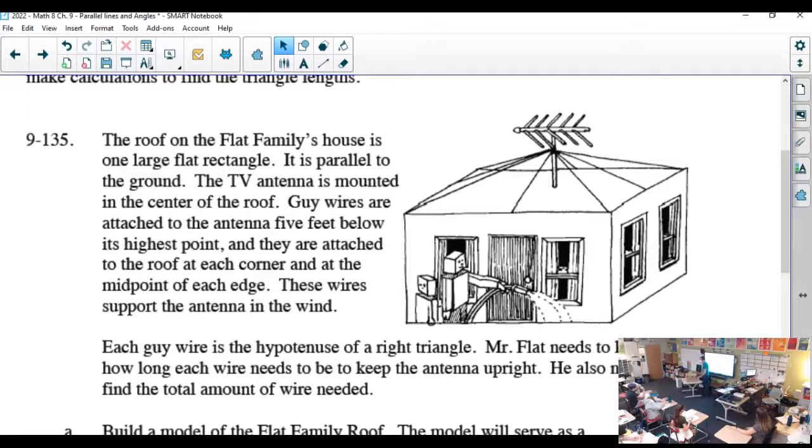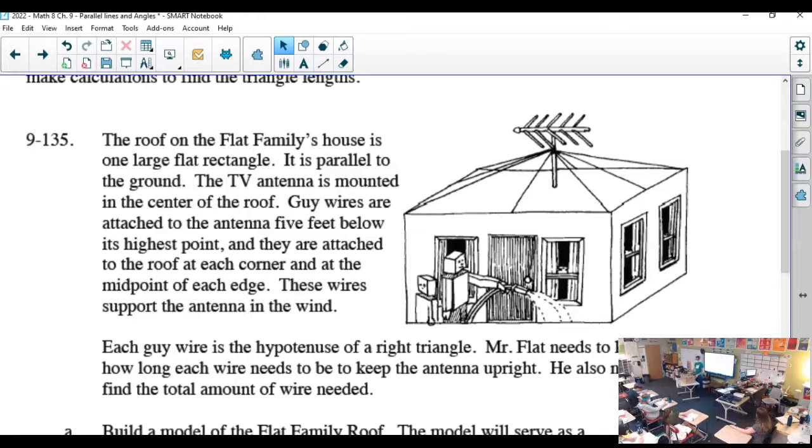So if your team decides we want to do challenge 2 first, that's up to you since we already kind of started this yesterday. What was the long dimension of the flat family house? 60. 60 feet. Thank you for the label. What was the shorter dimension? 32.